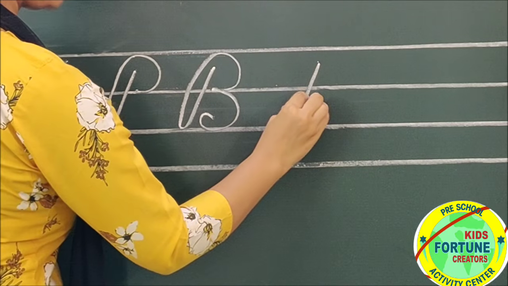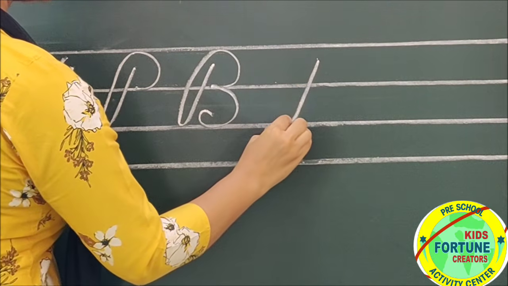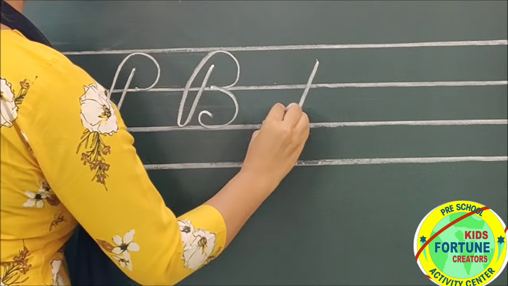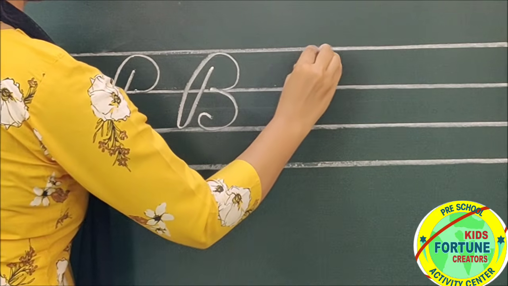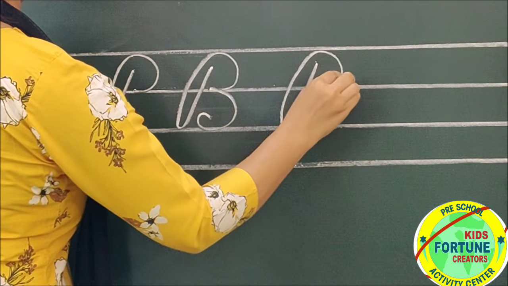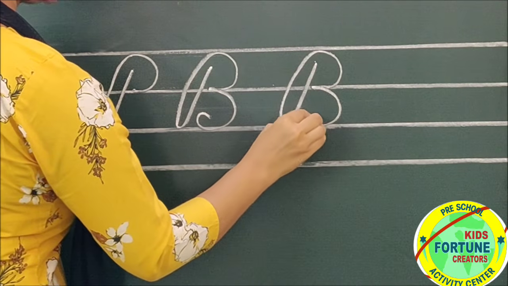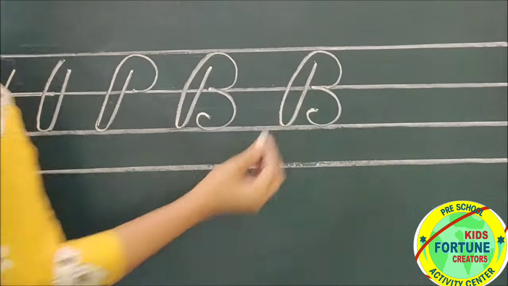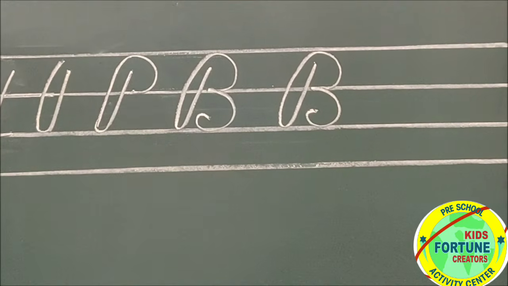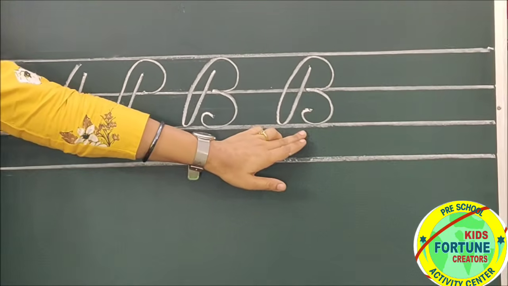One time more. Come down, slant line, back loop, go up, make big curve, again big curve and turn it inside. This is B. The sound of B is B.